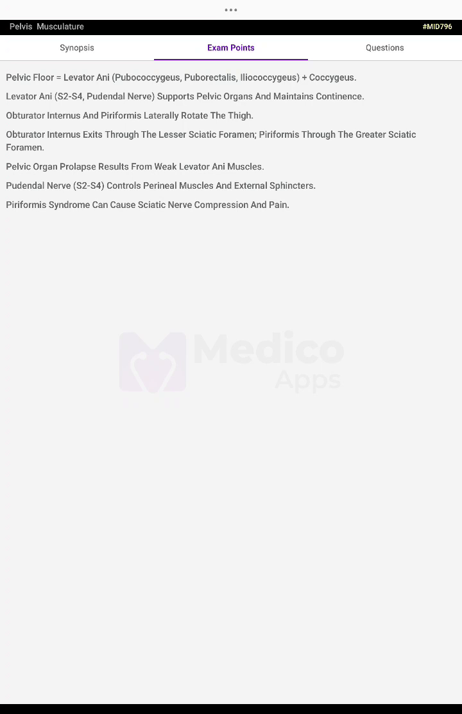Pelvic organ prolapse results from weak levator ani muscles. Pudendal nerve S2 to S4 controls the perineal muscles and the external sphincter. Piriformis syndrome can cause sciatic nerve compression and pain.